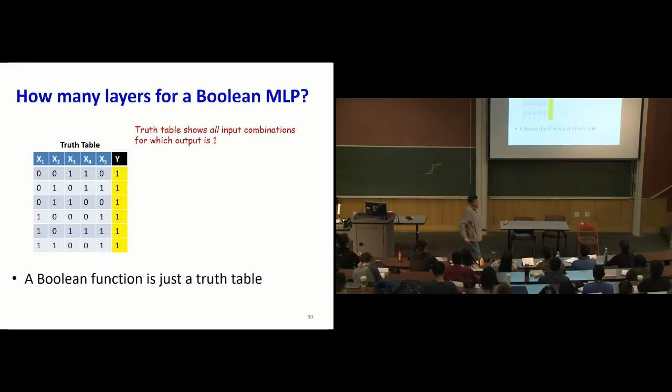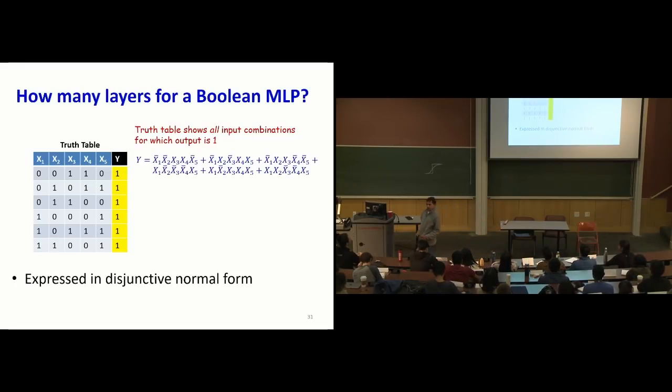But this truth table can be expressed using a disjunctive normal form. So what this truth table is telling me is that the network must produce a 1 when x1 is 0, x2 is 0, x3 is 1, x4 is 1, and x5 is 0, which is the Boolean equivalent of saying not x1, not x2, x3, x4, and not x5, right?